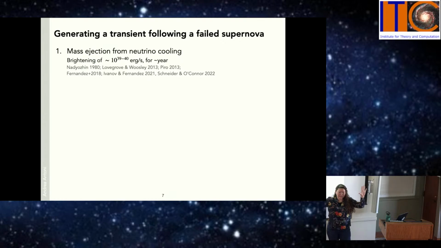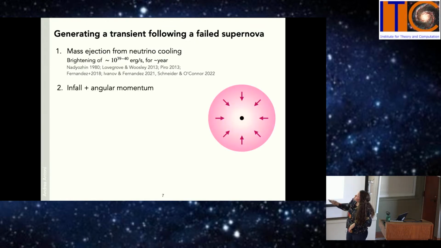And so the envelope, which came into hydrostatic equilibrium with the old core mass, suddenly feels the potential change. You launch a sound wave, which because of the falling off density profile of the envelope, accelerates into a shock, and so you can have this shock eject some material from the outside of the star. This generates a 10 to the 39 to 40 ergs per second transient for about a year, and for red supergiants, maybe a few times 10 to the 47 erg explosion of this material from the surface of the star.